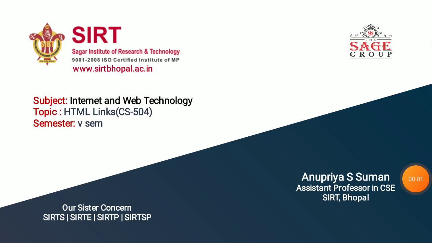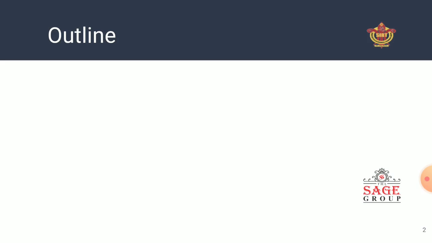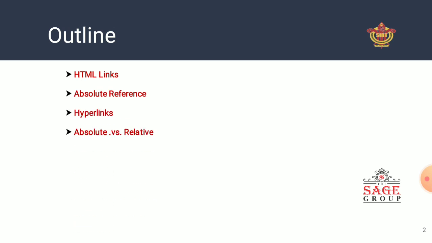In this lecture, we are going to discuss HTML links, also known as hyperlinks in HTML. The outline is: HTML links, absolute reference, hyperlinks, absolute and relative, use an image as a link, button as a link.